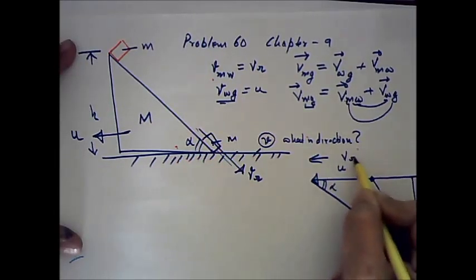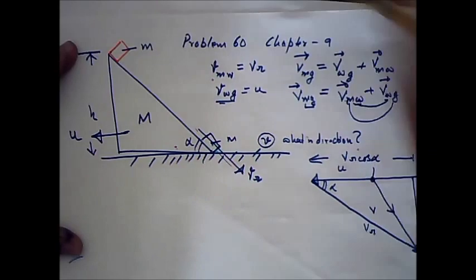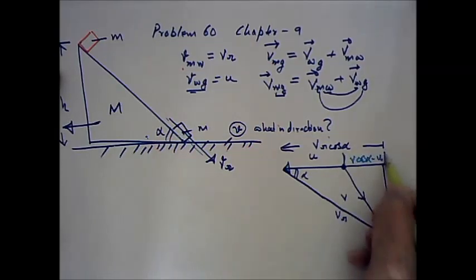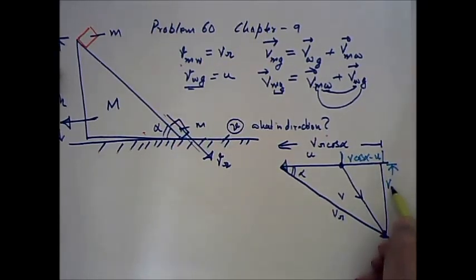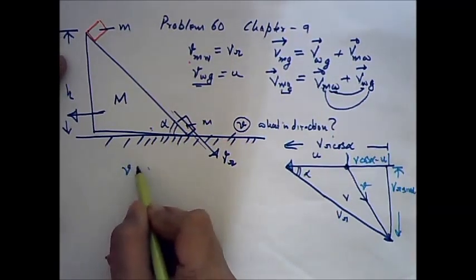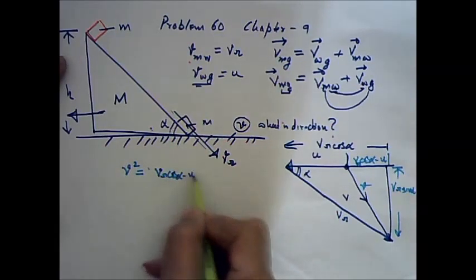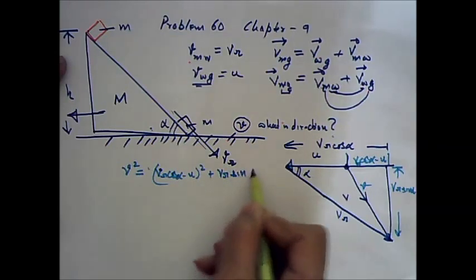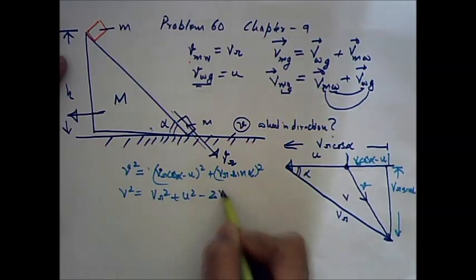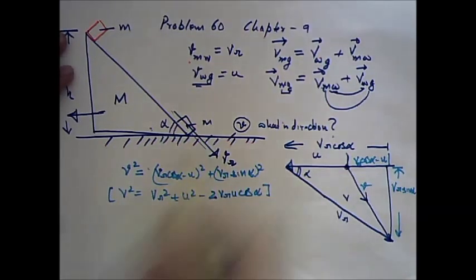This total is Vr cos alpha. This one will be Vr cos alpha minus U, and this will be Vr sine alpha. This is V. So what is V? V square is equal to (Vr cos alpha minus U) whole square plus (Vr sine alpha) whole square. So V square is equal to Vr square plus U square minus twice Vr U cos alpha. This is the value of the absolute velocity of mass m.